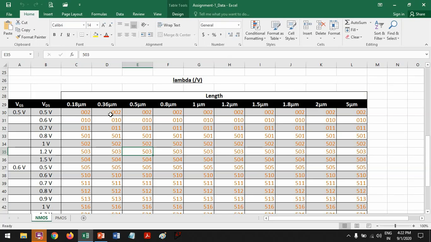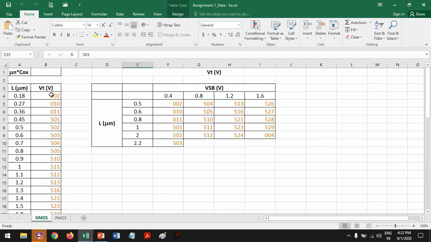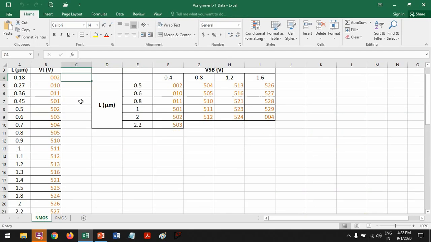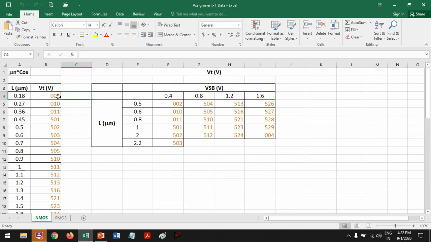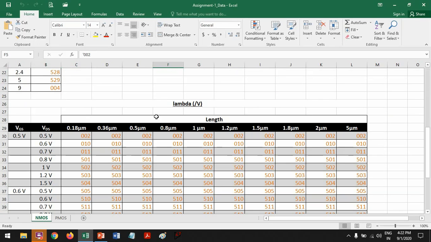Now let me talk about these numbers, these orange numbers. These orange numbers are the last 3 digits of your roll number. All right. So there are 21 of you, and these last 3 digits correspond to your roll number. Now your assignment is to fill up only the fields that have your roll number. So if the last 3 digits of your roll number are 002, this is the value you have to find. And the first row contains the values you have to find, for NMOS and for PMOS.